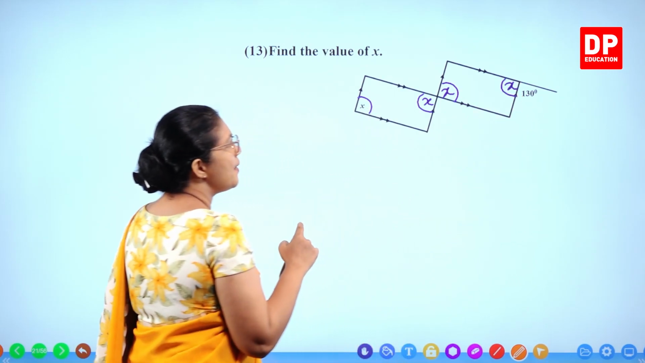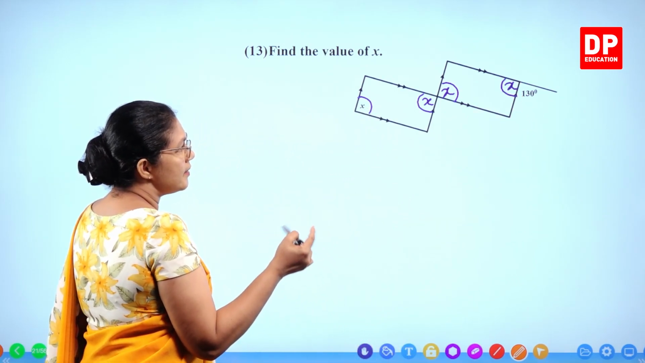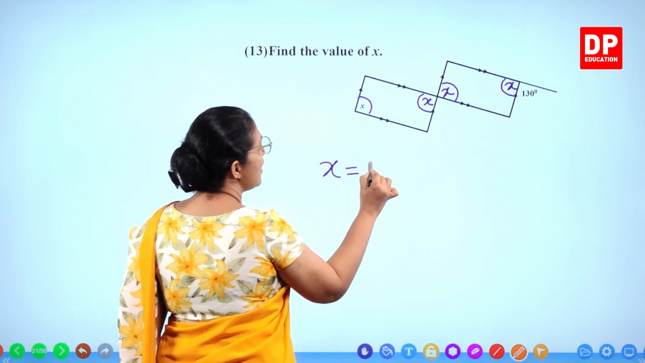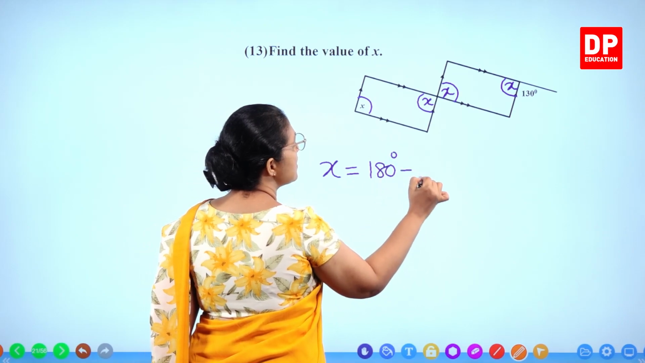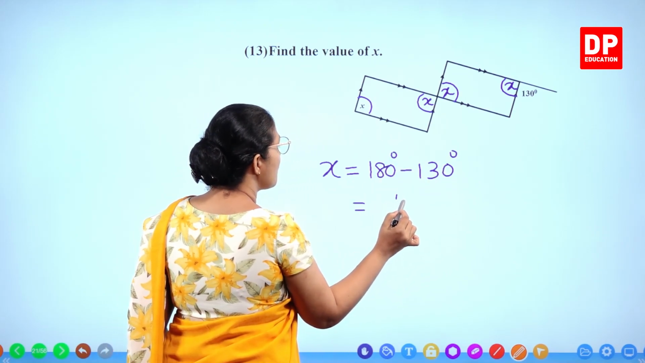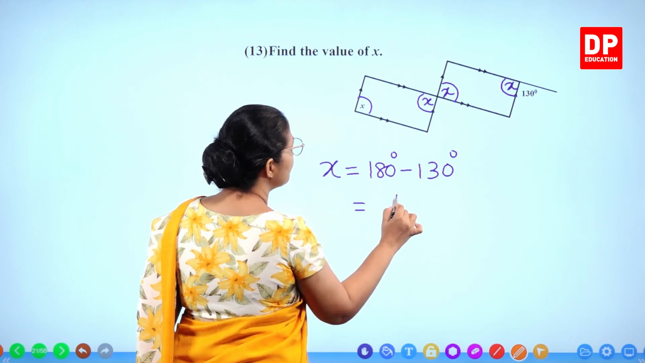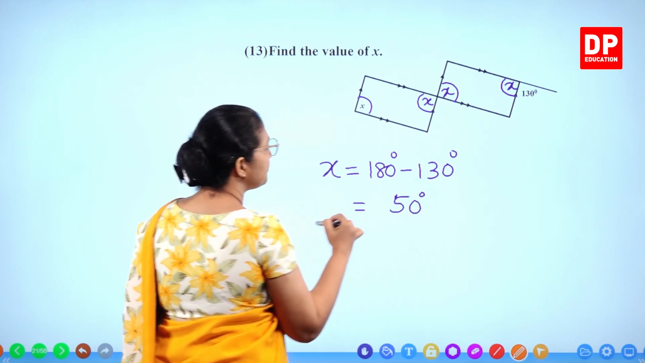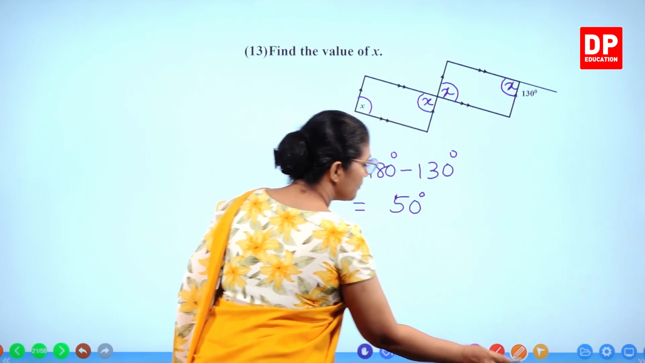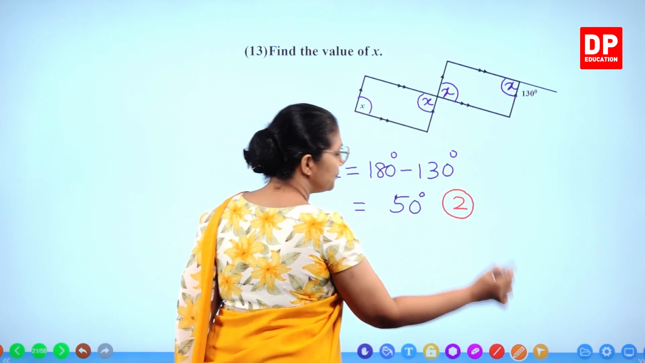So what can you say? x and 130 is a straight angle. x becomes 180 minus 130. So what's the value? 50 degrees. 2 marks for that.